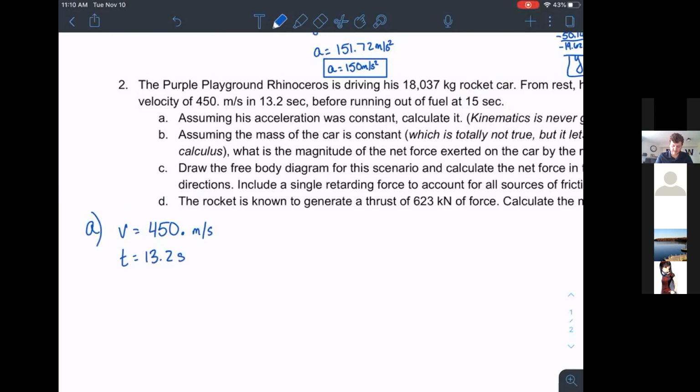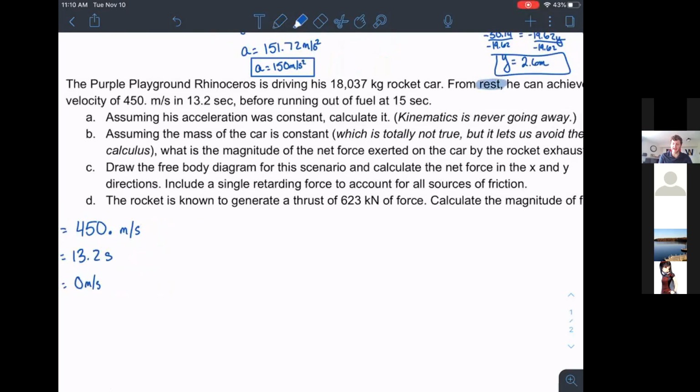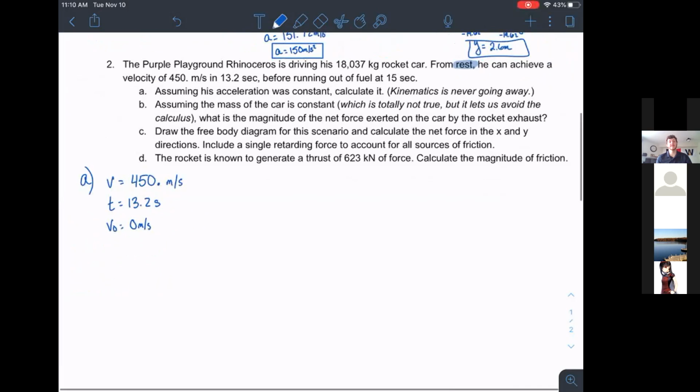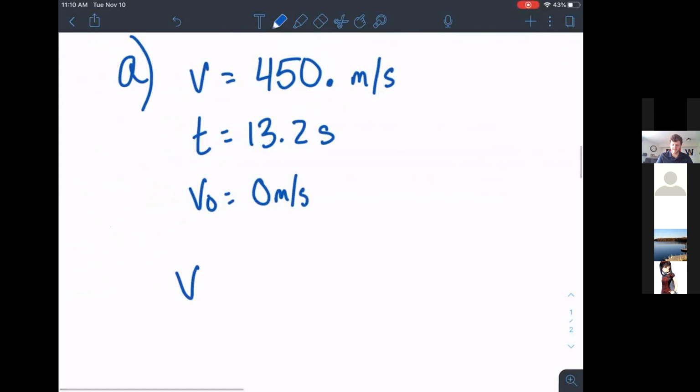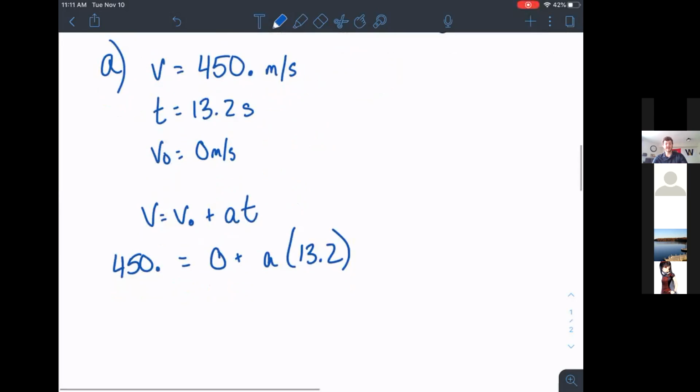And initial velocity, which is 0. And where did you get that 0 from? Because it says he started from rest. Exactly. He started from rest, which means that he is not moving at the beginning, or his initial velocity is 0. What equation are we going to use? V equals V initial plus at. All right. So if we plug everything in, we have 450 equals 0 plus a times 13.2. What do I do next? Get rid of 0.